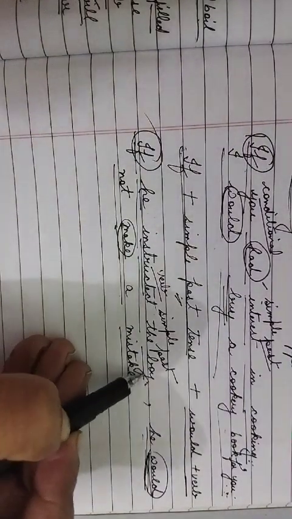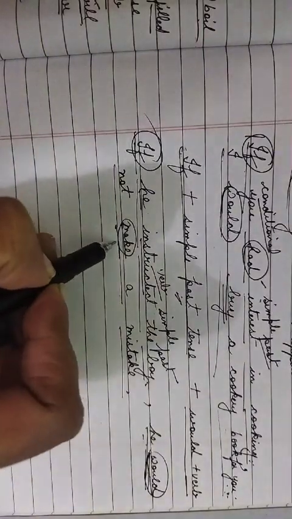Okay, the structure we have already discussed. I gave you 2 examples. You have the if clause with simple past tense and the main clause with would and verb. Okay, in the first conditional clause, you have the if clause with simple present tense and the result, the main clause, with will and base verb. It means simple future tense. Okay. Now we'll talk about the third conditional clause.